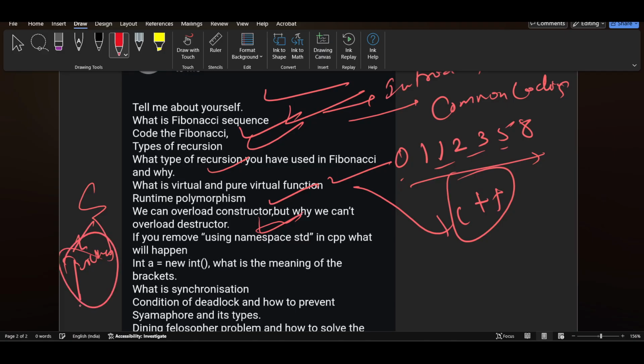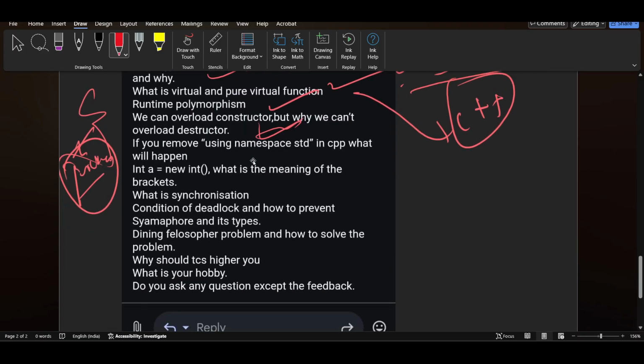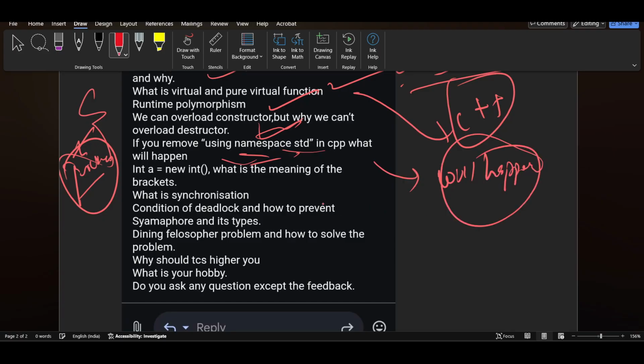A kind of tricky question, you can say, that we can overload a constructor, right? But why we cannot overload destructor? This was the question. Okay, if you remove using namespace std in CPP, what will happen? So if you guys know, we use this namespace standard, right? So if we will not use this namespace standard, then what will happen to the code? This is the thing which they were asking.